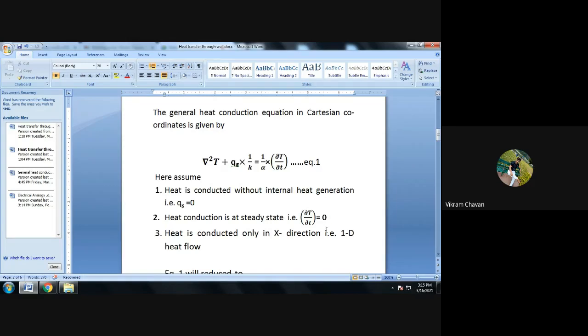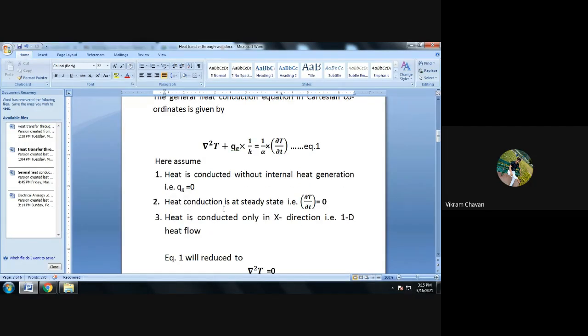And the last important assumption is that the heat is conducted only in the x direction. That is, we are considering heat flowing only in the x direction, so the geometry is a one dimensional geometry. The wall is three dimensional, but we are considering only one directional geometry, because the heat is flowing in the x direction only.